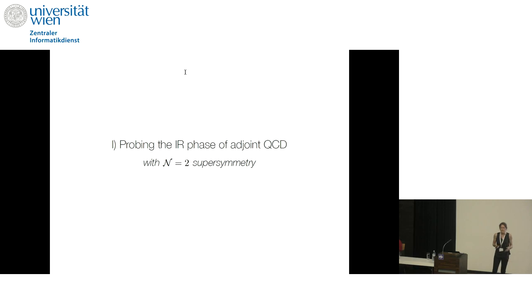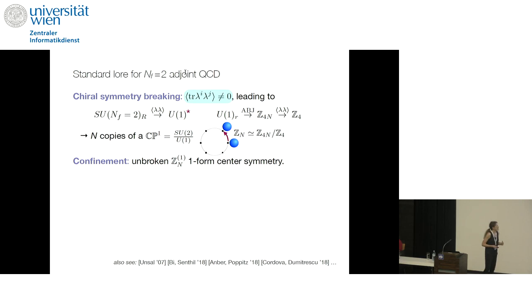So let me begin by telling you what we might expect the IR dynamics of adjoint QCD to be, and how we're going to probe this expectation using N equals 2 supersymmetry. So standard lore for chiral gauge theories as applied to N_F equals 2 adjoint QCD would posit that the fermion bilinear condenses, and this leads to the properties of confinement and chiral symmetry breaking.